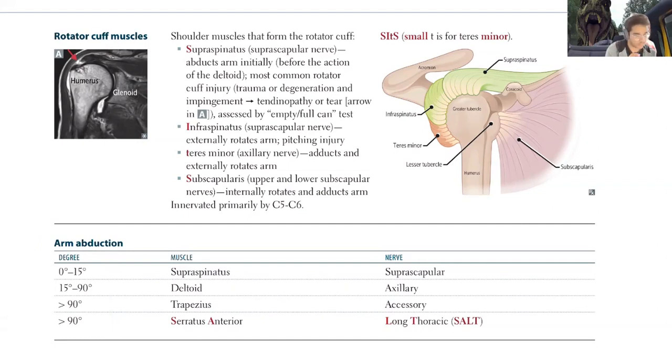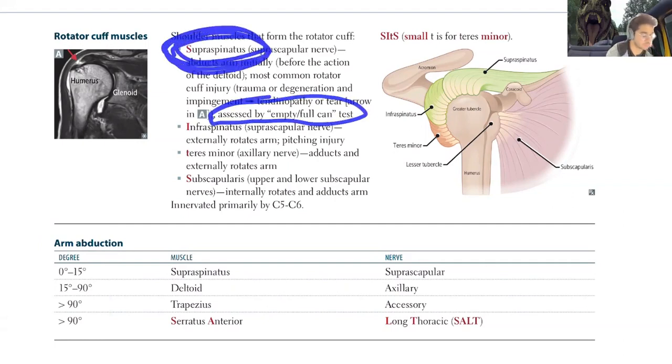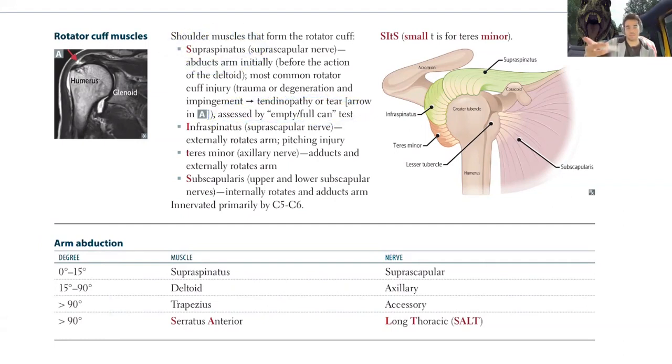Oh, sorry, for someone who's asking about the empty can test, it's right here, right? It's for assessing their supraspinatus muscle. Basically, you pretend like the patient has a can and you ask them to empty it, right? And that is using your supraspinatus muscle to essentially assess for if there's any sort of rupture or trauma, okay?